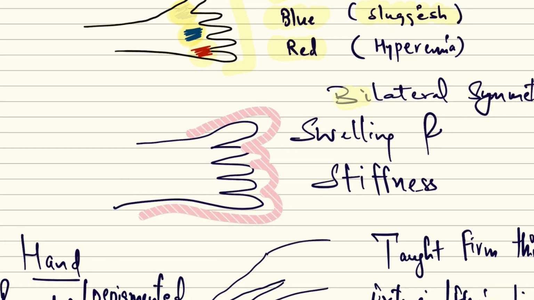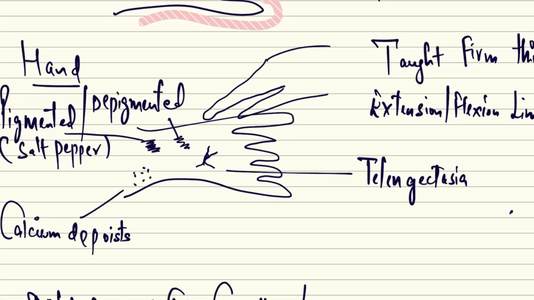Also, you will find their hand involvement is bilaterally symmetrical, and you will find swelling and stiffness of the hand. You will find the skin of the hand is very tight, firm, and thick, and there is difficulty in extending the fingers and flexing the fingers. Also, you will find dilated vessels on the hand, which are called telangiectasia.